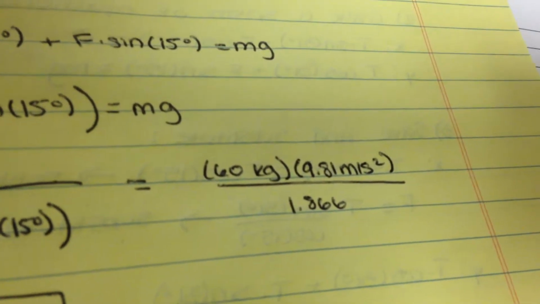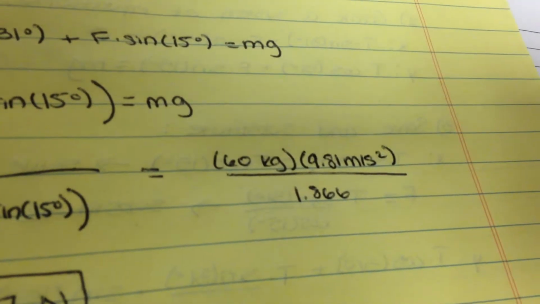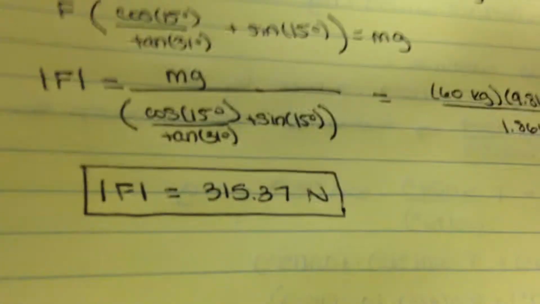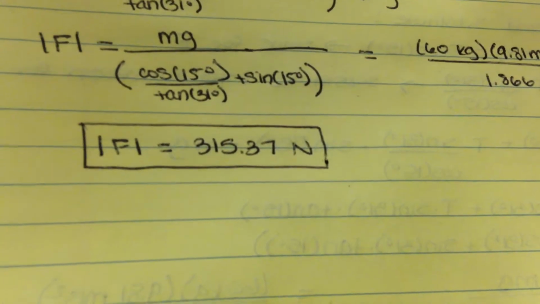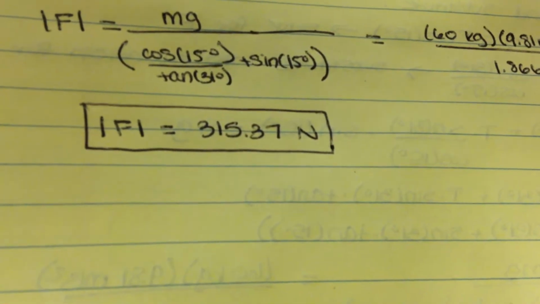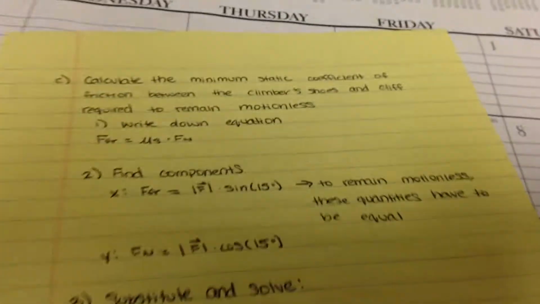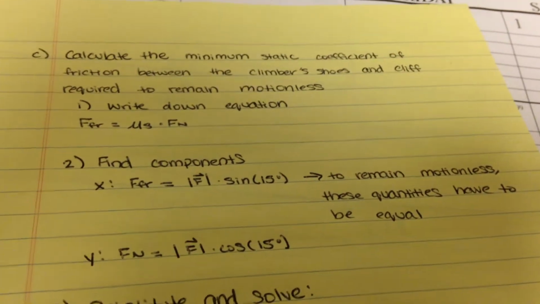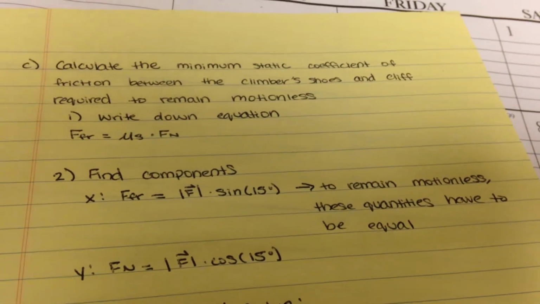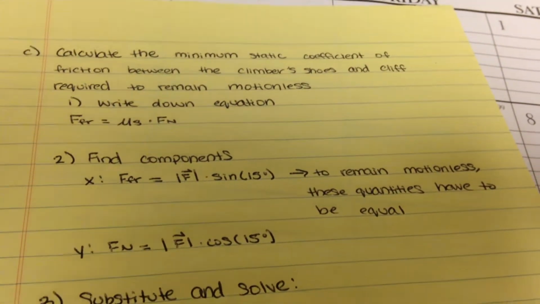So 60 kilograms times 9.81 meters per second squared divided by 1.866, which is what this term is, and then simply you can just multiply and divide, and then you get the magnitude of the force being equal to 315.37 newtons. So then the last question is calculate the minimum static coefficient of friction between the climber's shoes and the cliff required to remain motionless.